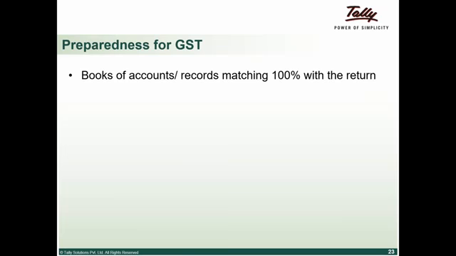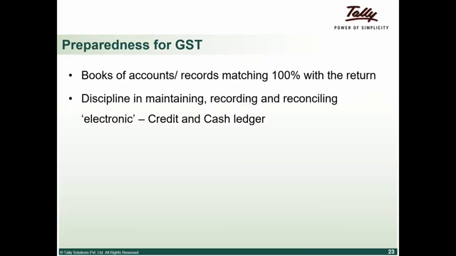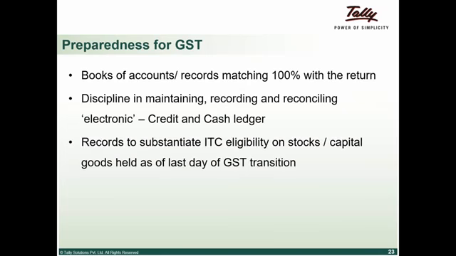Books of account records should match 100% with the return, right? Then discipline in maintaining, recording and reconciling, especially the electronic credit and cash ledger, which is available on the GSTN, right? We were talking about the input tax credit. Whatever record has been maintained should be substantiated, if required by the department, for clarity of the input tax credit eligibility that you are claiming. It is very much required.